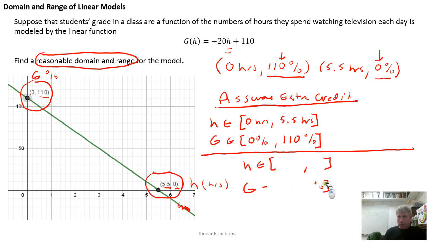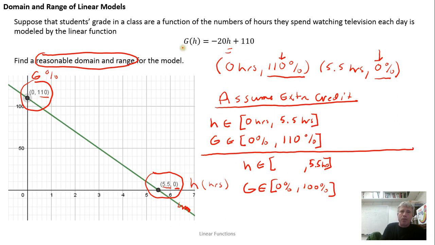That's the worst interval I think I've written in a while. So the grades would be an element of the interval running from 0% all the way up to 100% max grade. And we know that 0% is generated by 5.5 hours of TV watching. And then we would need to identify how many hours gives us 100%.